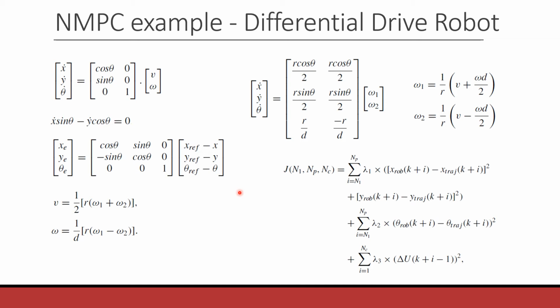The relation between the angular velocity of each wheel and the robot's linear and angular velocity is shown in equation 4 over here, where omega 1 and omega 2 are the angular velocities of the right and left wheels, respectively. R is the vehicle radius and D is the length of the robot's base. By combining equations 1 and 4, we can obtain a model that expresses the robot's coordinates and orientation in terms of the angular velocity of its wheels, as shown in equation 5 over here.